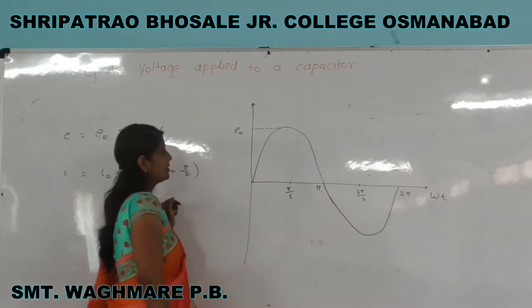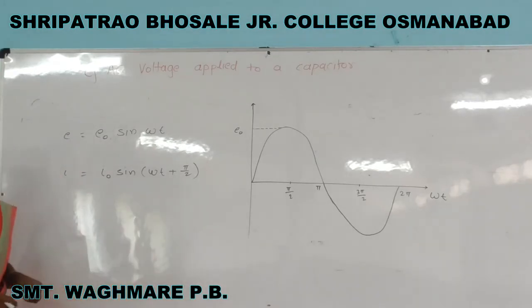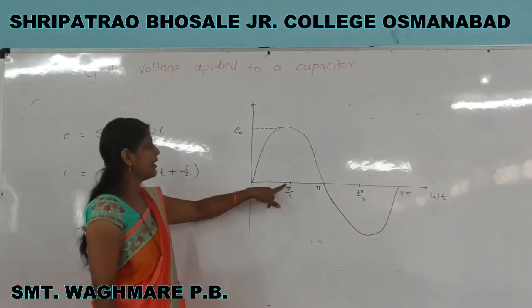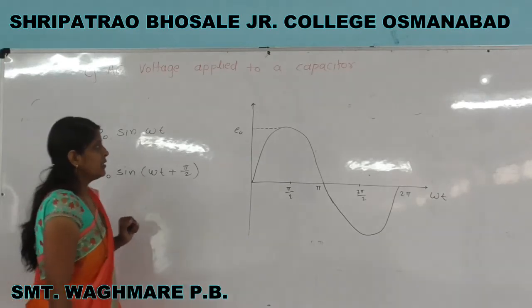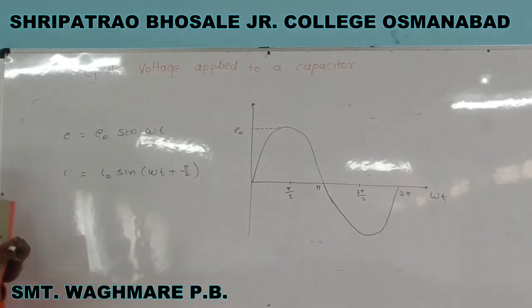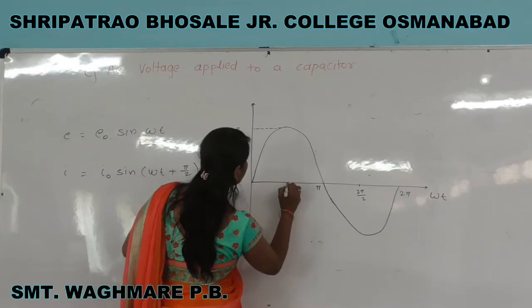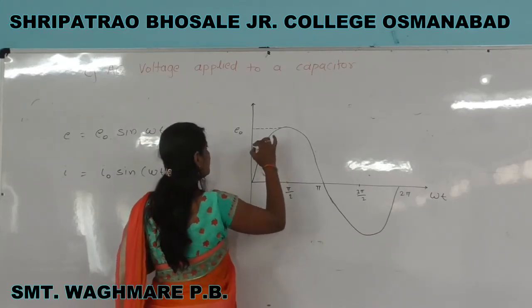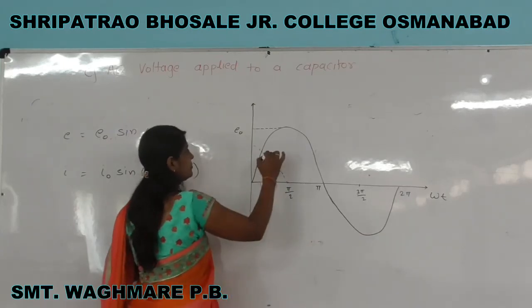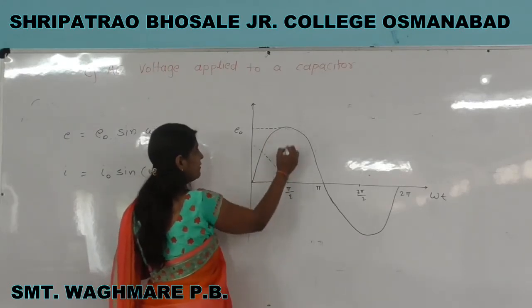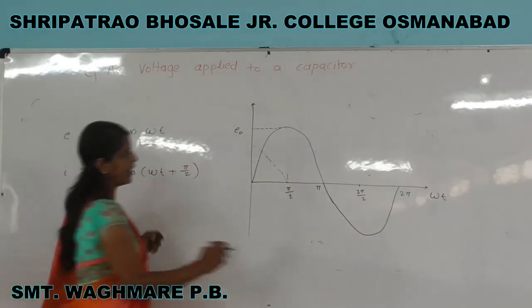ओके. आता हा जो आहे तो मॅक्झिमम ईएमएफ झाला म्हणजे ई नॉट झाला आणि हा इन्स्टंटेनियस ईएमएफ साठीचा ग्राफ. आपल्याला आता करंट साठीचा ग्राफ ड्रॉ करायचा आहे. मग करंट साठीचा ग्राफ ड्रॉ करत असताना आपल्याला करंट जो आहे तो पाय बाय 2 ने लीड असलेला दाखवायचा आहे. म्हणजेच ज्यावेळेस ईएमएफ मॅक्झिमम असेल त्यावेळेस करंट मिनिमम असणार आहे. त्यामुळे या पद्धतीने ग्राफ ड्रॉ करू शकतो. या पॉइंटला हा पाय बाय 2 चा दोन्ही मध्ये फेज डिफरन्स झाला. अशा पद्धतीने आपण हा ग्राफ ड्रॉ करू शकतो.